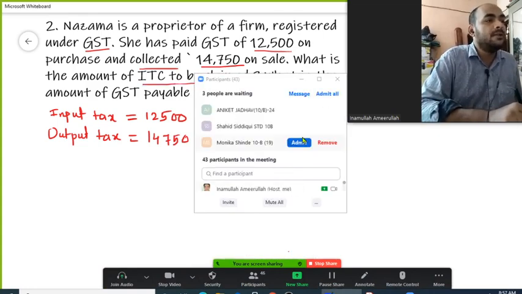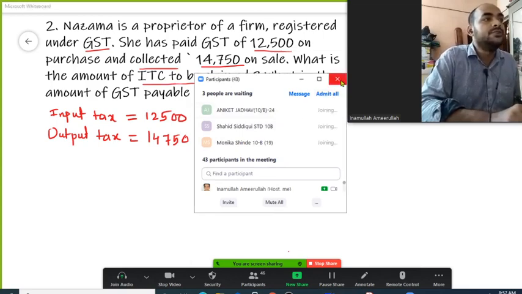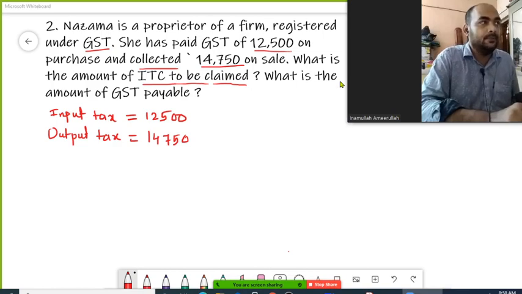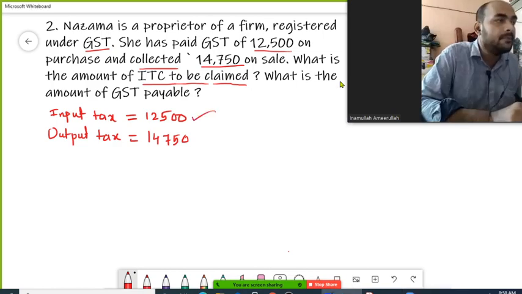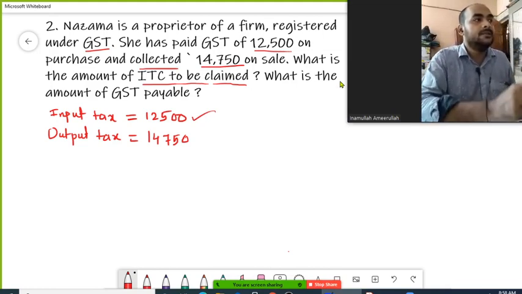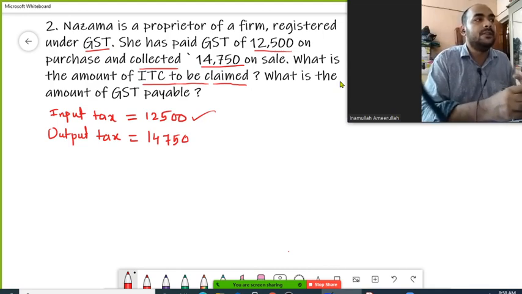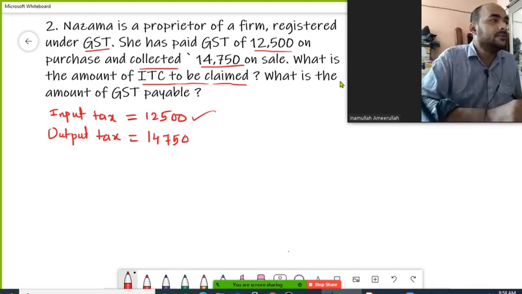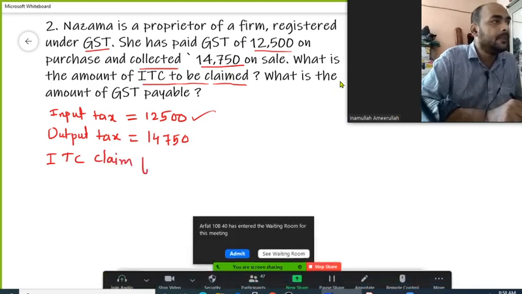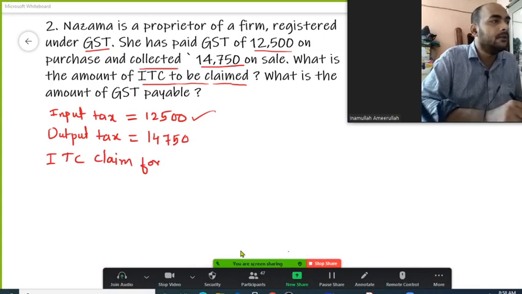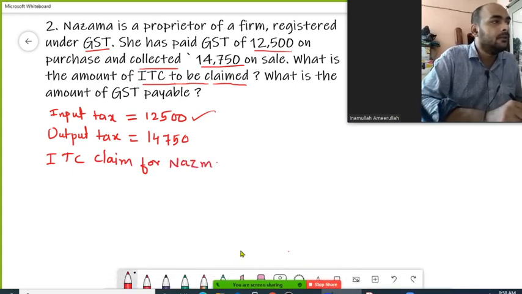So Nazama can claim the full amount which she paid at the time of purchase, which is input tax. Claim means she can subtract this amount from the amount received in the form of GST, and the rest she can pay to the government. That is called ITC. So the ITC claim for Nazma is rupees 12,500.